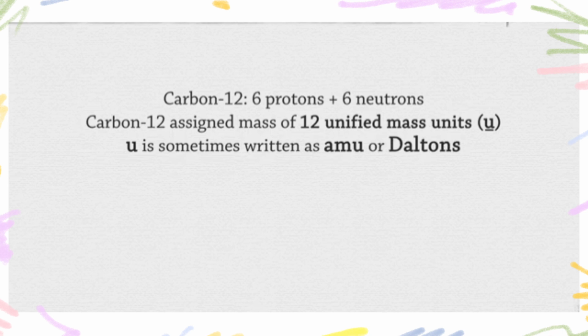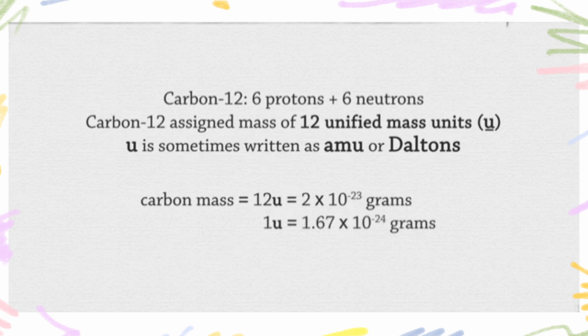See, it's much easier to think and write that carbon has a mass of 12 u than to add up all the small masses of all of its protons and neutrons and electrons and write 2 times 10 to the negative 23 grams. It's just a lot easier to think in terms of whole numbers.